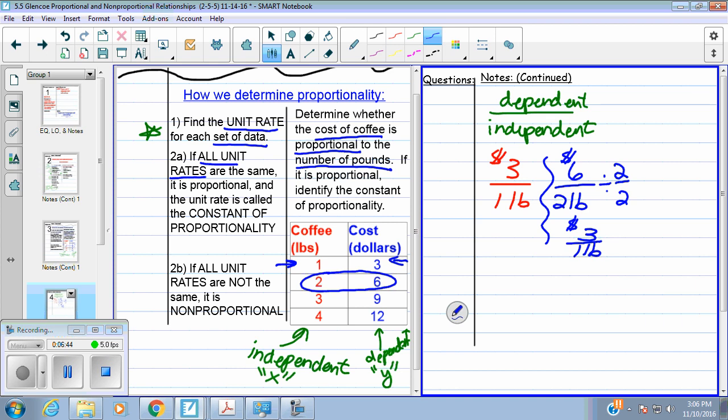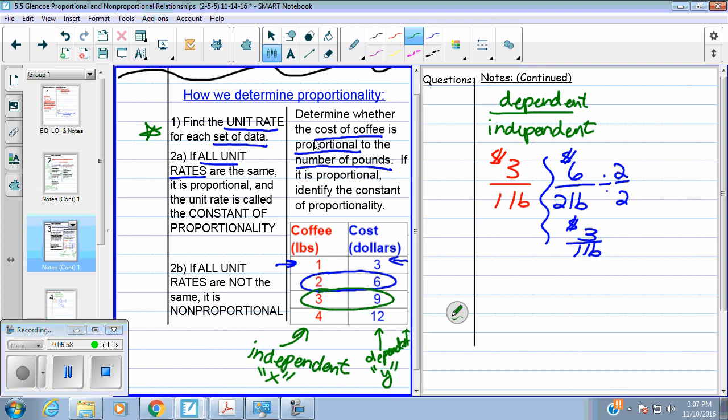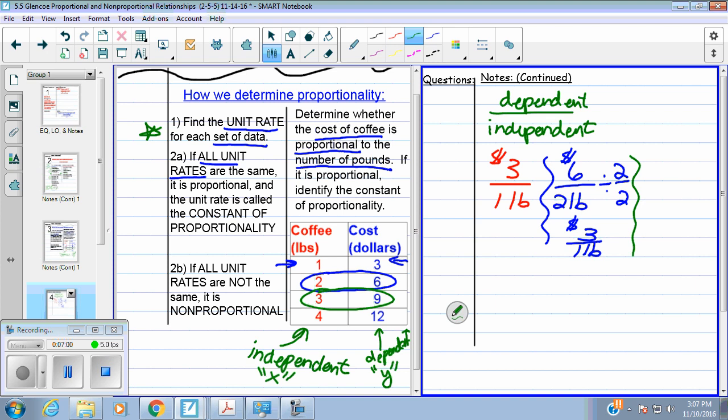It's not enough just to check 2 ordered pairs. You need to have a pattern to show at least 3 ordered pairs. And in this problem, since it gave us 4, we're going to check all 4. So the next set of ordered pairs we're using is here. And again, we're going to put the dependent on the numerator, $9, and the independent on the denominator. And to create a unit rate here, we have to divide the top and the bottom by 3. And once again, that unit rate is $3 per 1 pound.